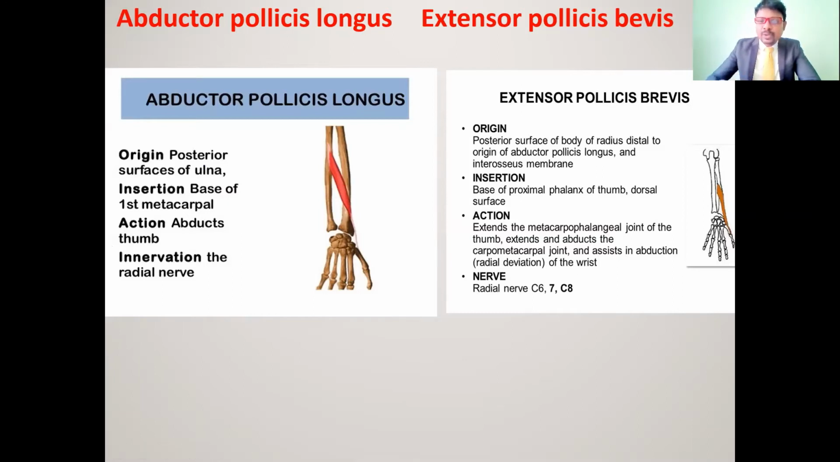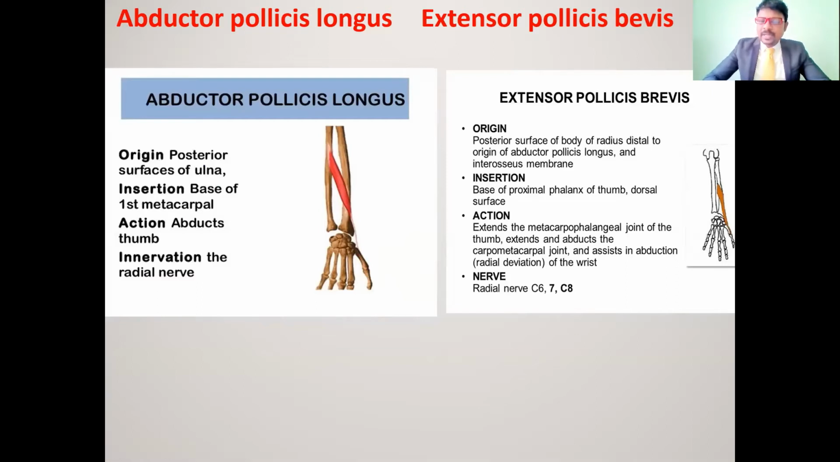And next is the extensor pollicis brevis. It originates from the posterior surface of the body of the radius, distal to the origin of the abductor pollicis longus. Here is the origin of the abductor pollicis longus, and just below this, in the radius, is the extensor pollicis brevis. This also inserts into the proximal phalanx of the thumb. So both are inserted around the first metacarpal. That's why these two muscles are involved in de Quervain's disease or tenosynovitis.